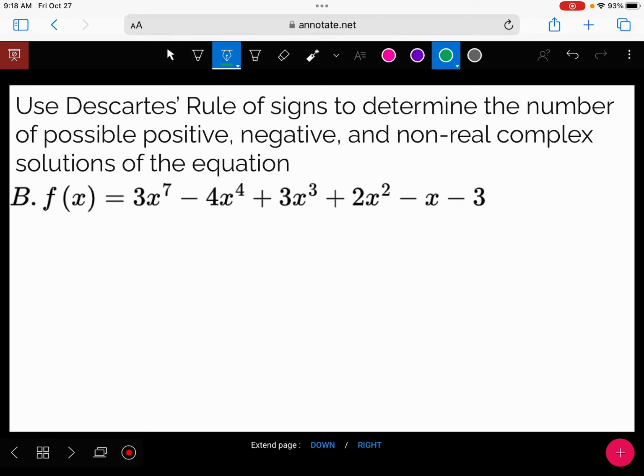Is that the highest exponent? The degree is always the highest exponent, sorry. The changes are not always going to match the degree. It just happened to match on that one.